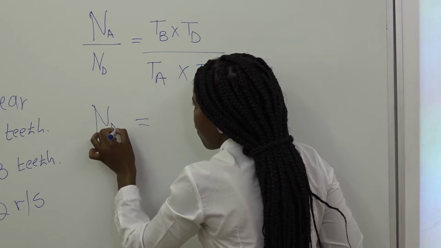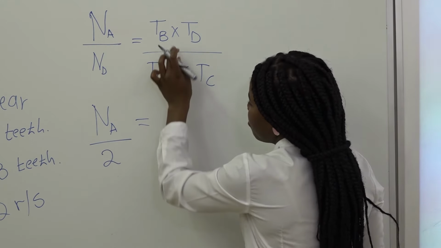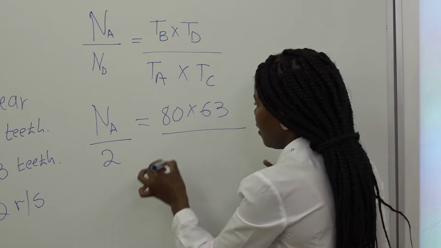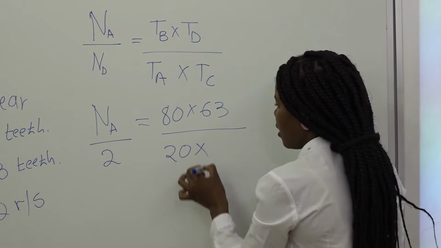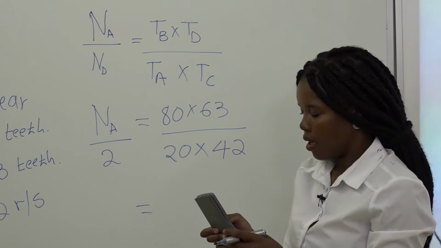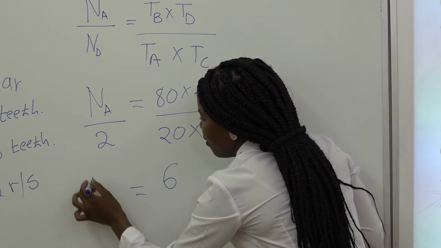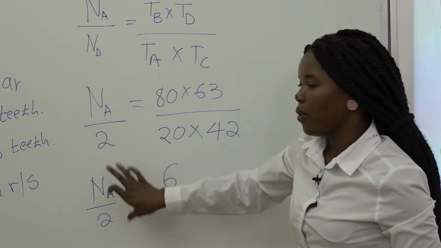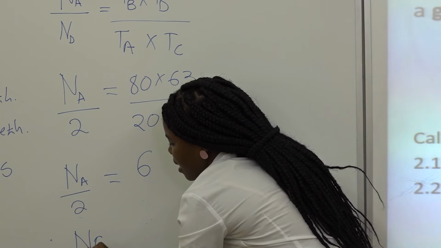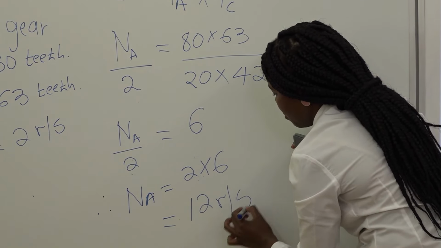Then now we substitute. NA is what we are looking for. ND we are given is 2. Then the product of the driven gears, TB is 80 times TD is 63, all over TA given as 20 times TC given as 42. Then we calculate 80 times 63 over 20 times 42, which gives you 6. And on the other hand, we have NA over 2. If you're looking for NA, then you cross multiply, remember, since we have an equal sign. Therefore, our NA will be 2 times 6, and 2 times 6 is 12 revs per second.